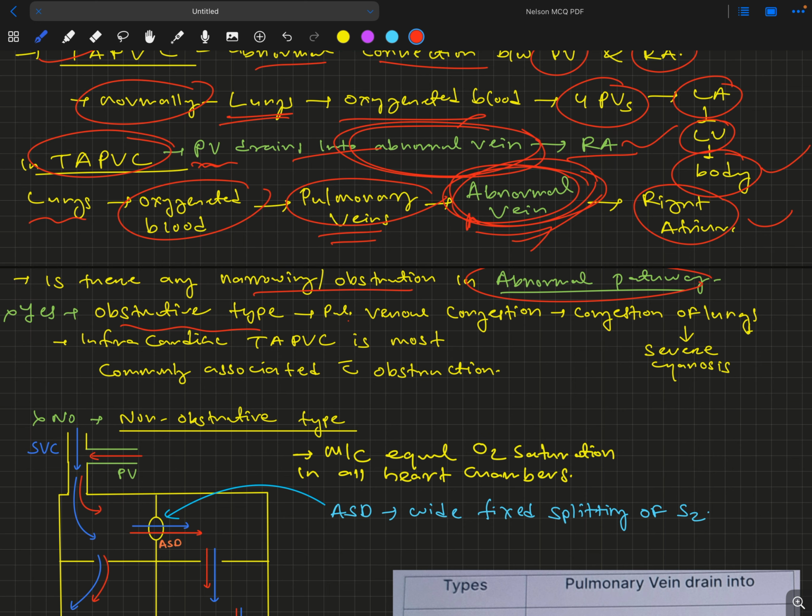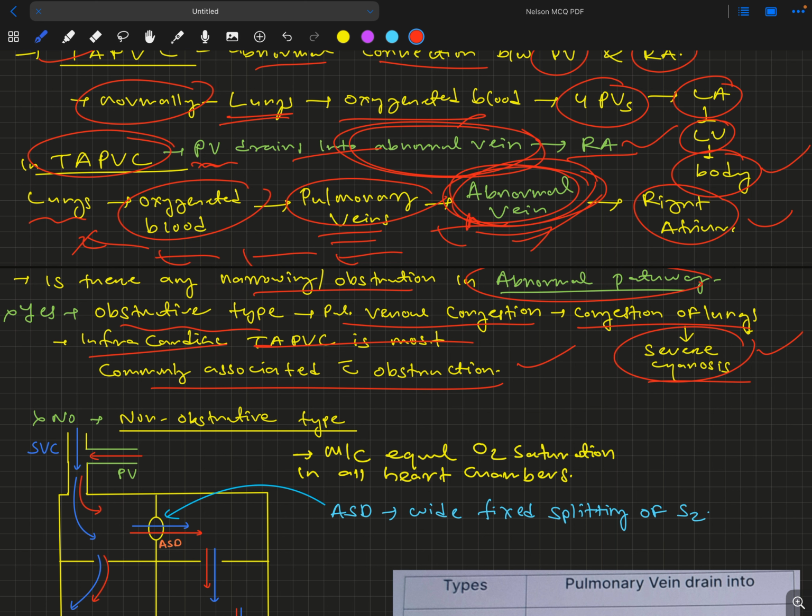In obstructive type, there is pulmonary venous congestion of the lung. If this vein is congested, there will be increased back pressure, and that will lead to pulmonary venous congestion. Congestion of the lung can lead to severe cyanosis. Infracardiac TAPVC is the most commonly associated with obstruction. In infracardiac TAPVC, the pulmonary veins join the hepatic veins, portal vein or inferior vena cava. The abnormal vein goes through a long course, so it is more at risk of undergoing obstruction.